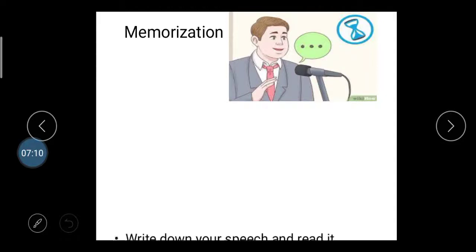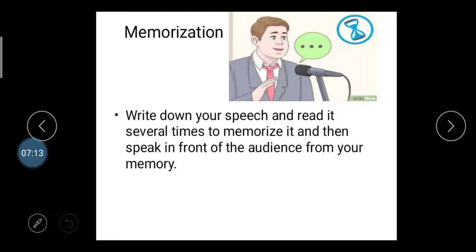Here is the main definition of memorization: write down your speech, read it several times and memorize it, then speak in front of the audience from your memory. Sometimes people write the speech, read it out and memorize it, and then give the speech to the public. In memorization they cannot have any script or notes with them. They memorize it and then give the information to the public.